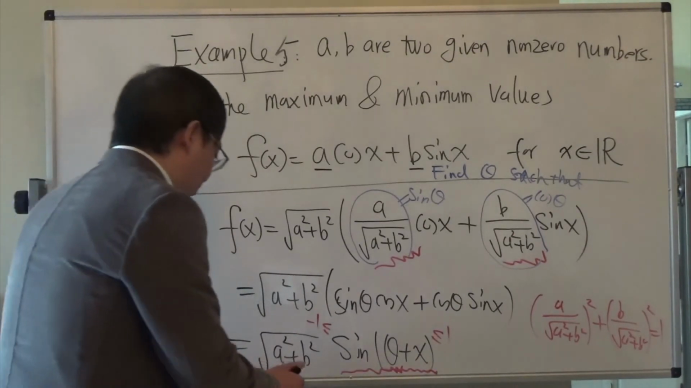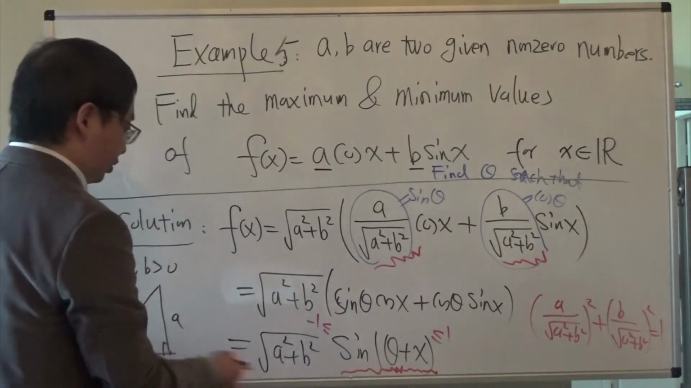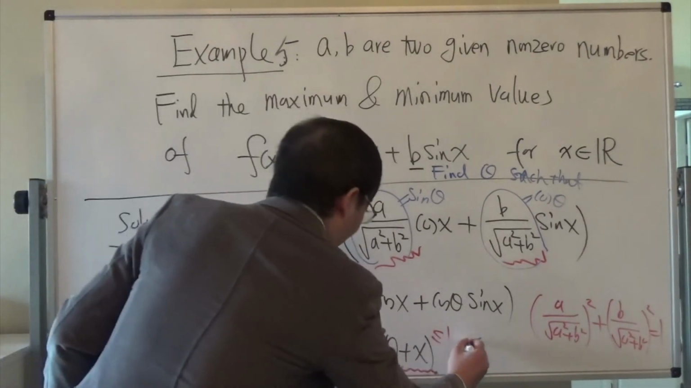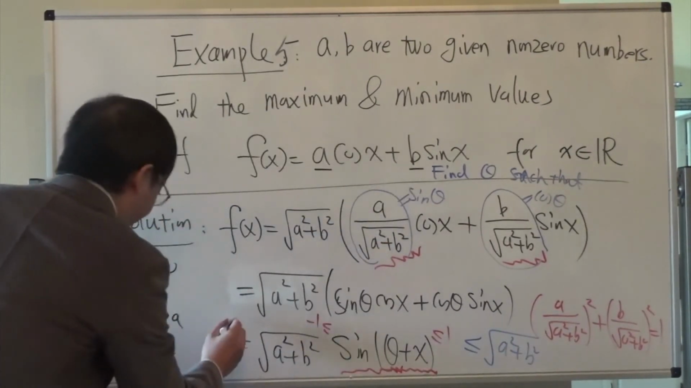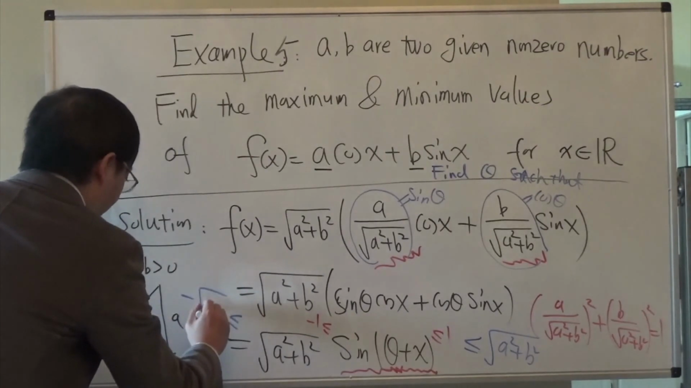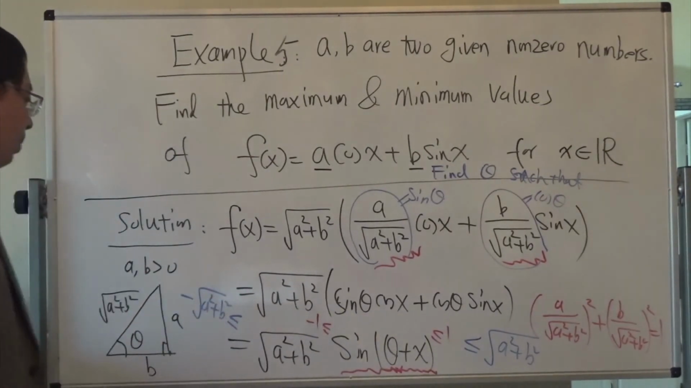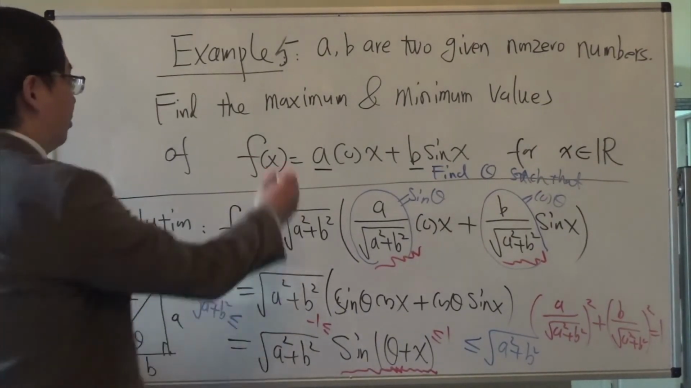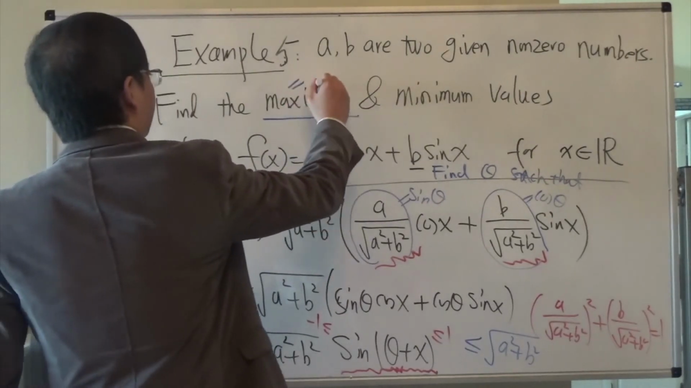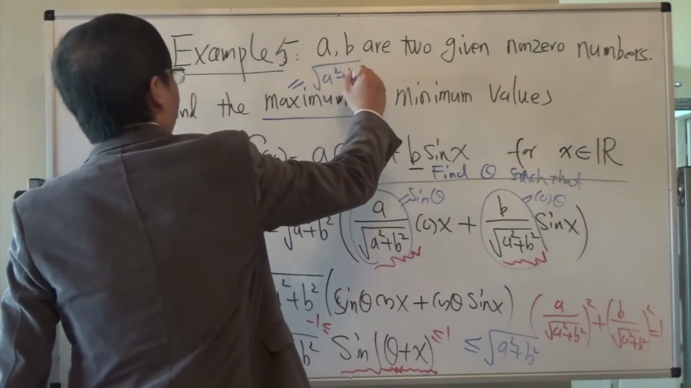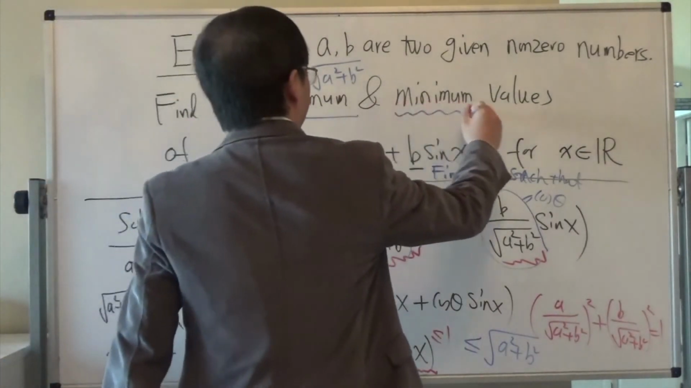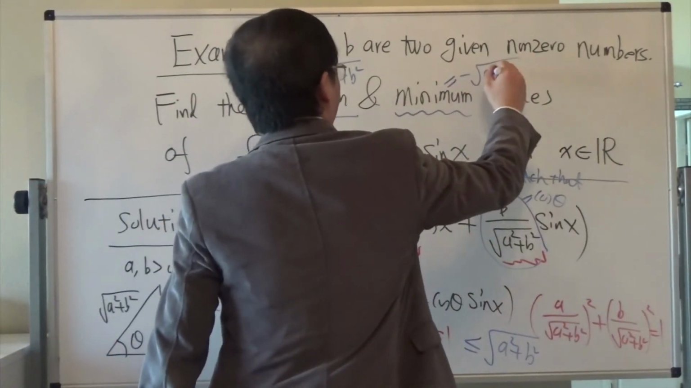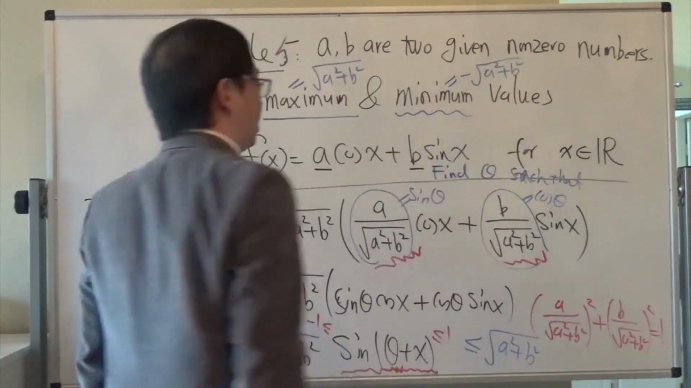Accordingly, I get the maximum value of f. So f is less than or equal to the square root of a squared plus b squared, and it's greater than or equal to negative the square root of a squared plus b squared. So the maximum value equals the square root of a squared plus b squared, and the minimum value equals negative the square root of a squared plus b squared.